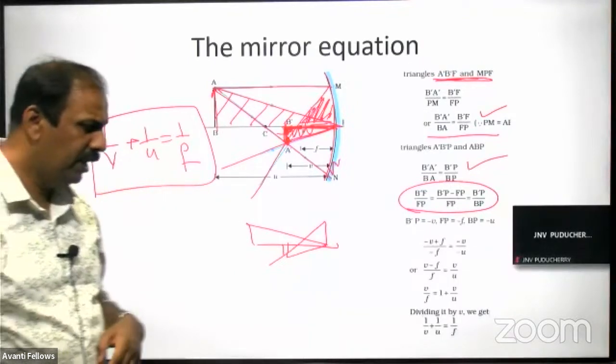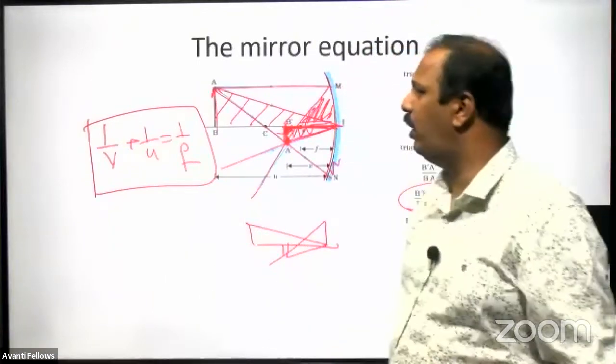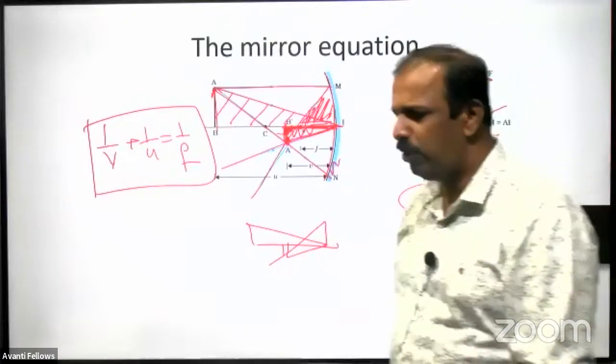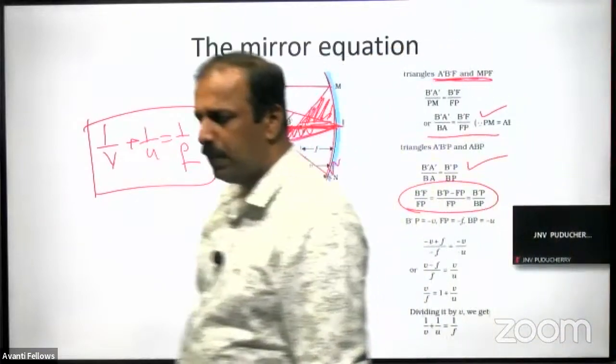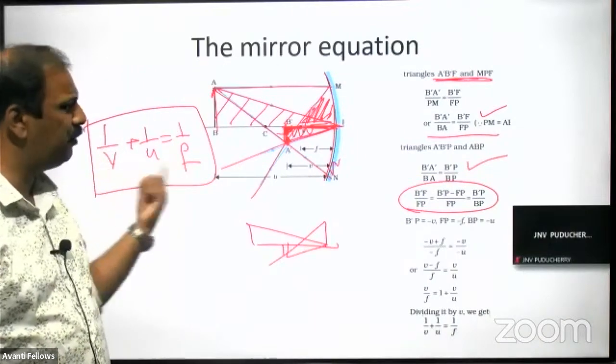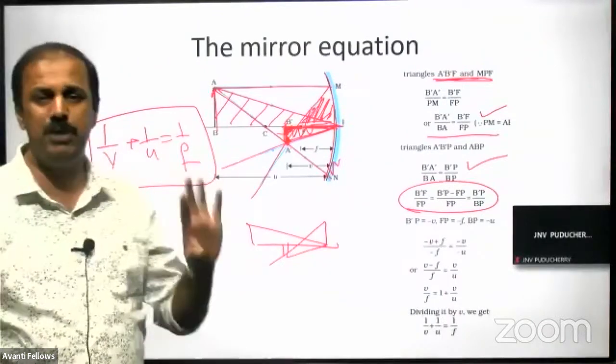And one more thing: when you are doing a numerical problem, there is no need of converting into meters and all. If it is in centimeters, everything will be in centimeters. You can do it. That's all. Because everywhere, if centimeter, then everywhere centimeter will come. If meter, then everywhere meter will come. Make sure that you are not mixing up centimeter and meter together.